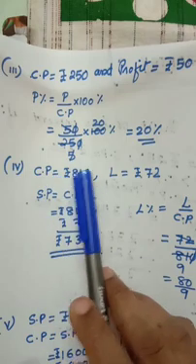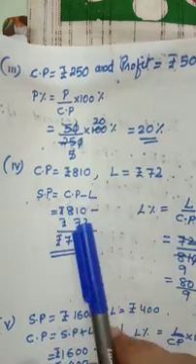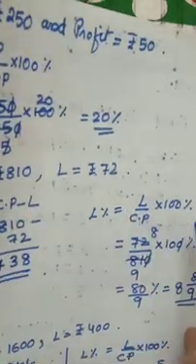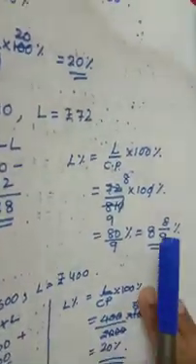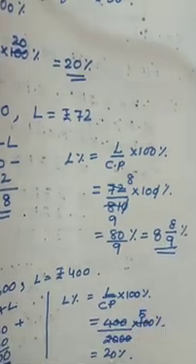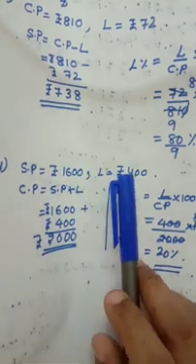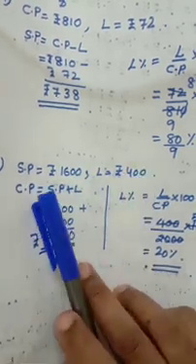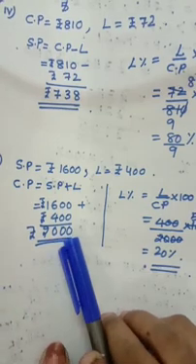Fourth, also CP is given and loss is given. SP equals CP minus loss. Loss is given, so you put it in the formula and cut out, and you will get 8 and 8 by 9 percentage. SP equals rupees 1600, loss equals 400, CP equals SP plus loss. You will get 2000 as CP.